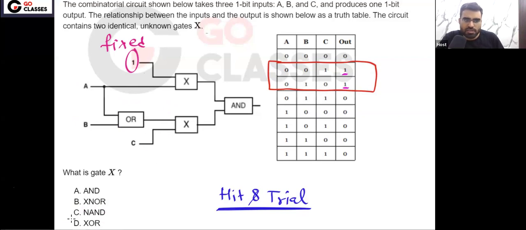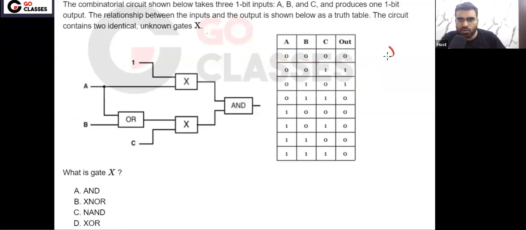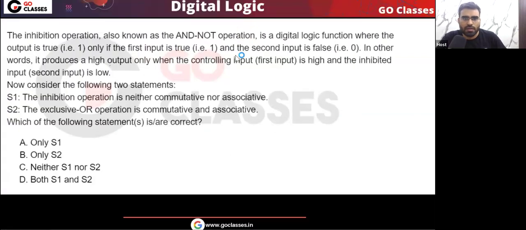This type of question can definitely come in the GATE exam. Let me tell you, this question is taken from a Washington University Digital Logic assignment. So this is actually a very good question. I hope you liked this question. This type of question can definitely come in the GATE exam, and you can solve these questions quite easily. Now let's move on. Now let's solve this question.